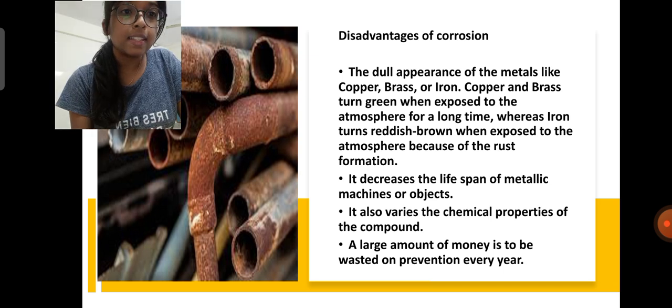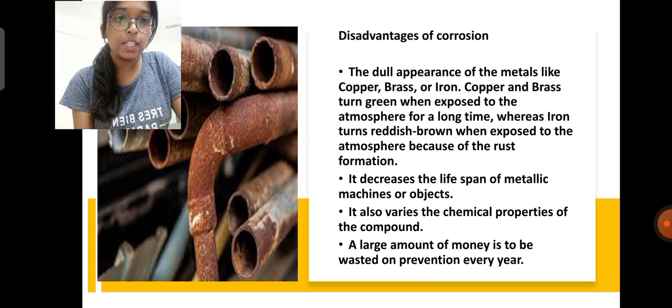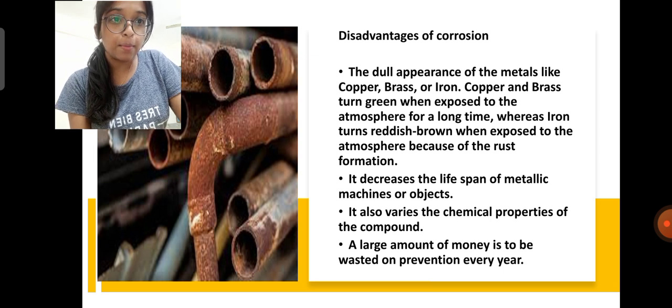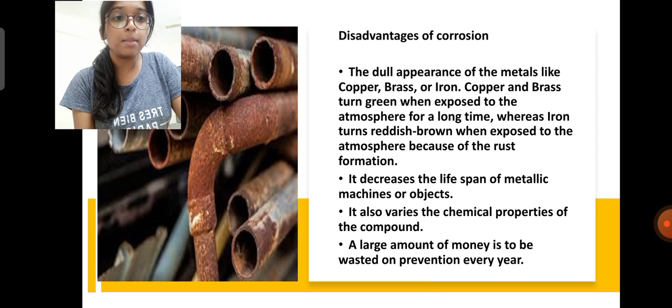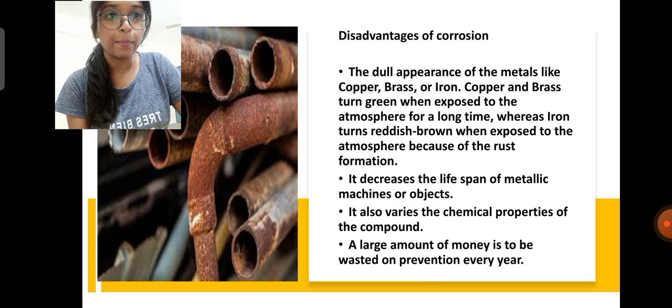It decreases the lifespan of metallic machines or objects. It also alters the chemical properties of compounds. A very large amount of money is wasted every year in the prevention of corrosion.